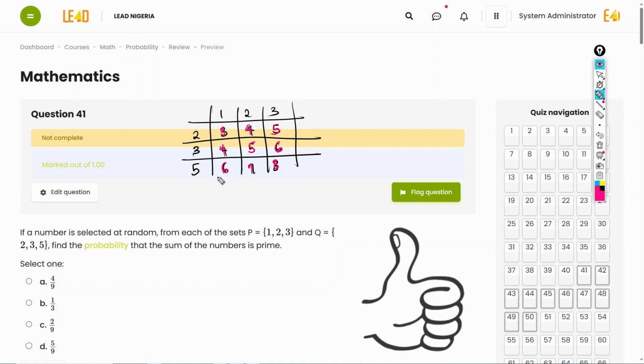All right, so find the probability that the sum is prime. So what I have here is the sample space of the possible sums, sorry, of digits selected from both of them. So what's the probability that the sum is prime? So we have this is prime, this is prime, this is prime, and this is prime. So we have 4 of those, right? So 4 out of 9. 4 out of 9. So that's option A.